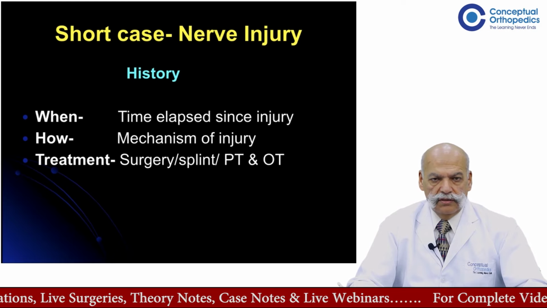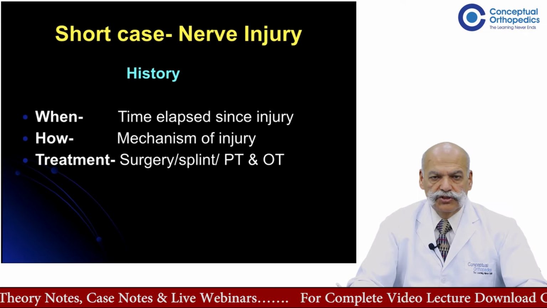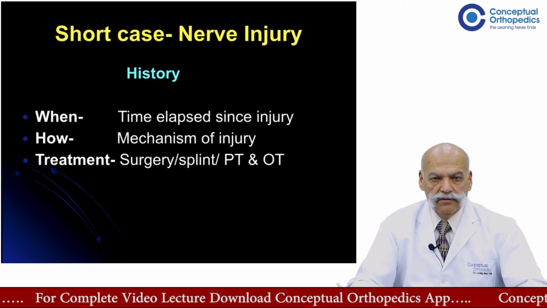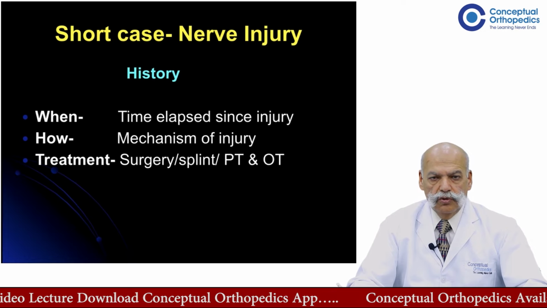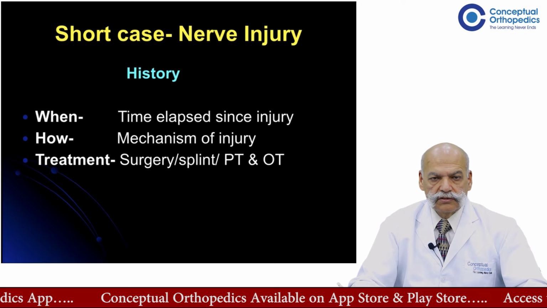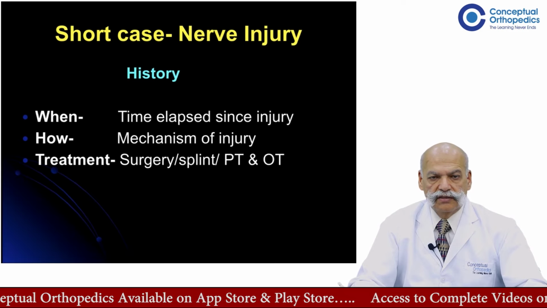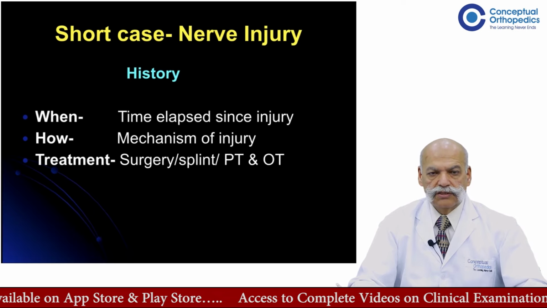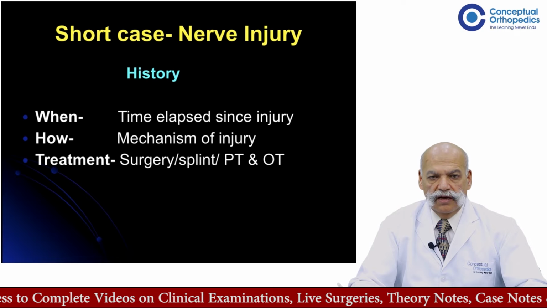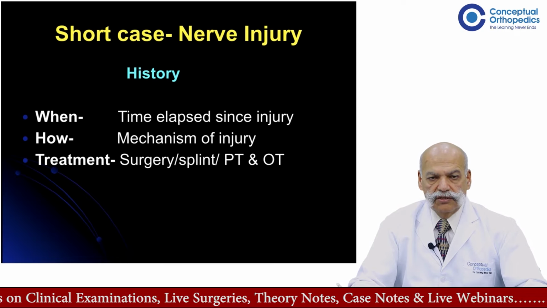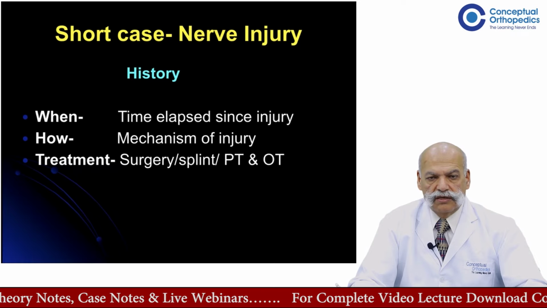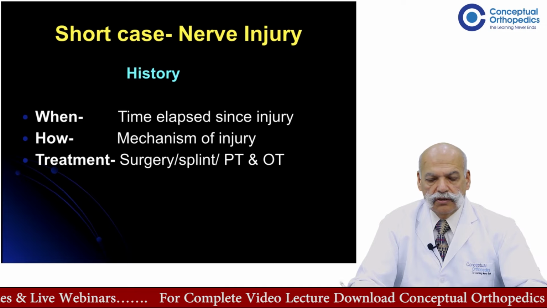These three issues are: number one, when did the injury occur? That means, what is the time elapsed since the injury? How did it occur? That means that we need to know what was the mechanism of this injury which created the nerve injury. And last but not the least, if any treatment has been provided to this patient, especially in those cases which are presenting late, sometimes months later. Here we need to know whether any surgery was performed, whether any splintage has been prescribed, and whether this patient has undergone any type of physiotherapy or occupational therapy.